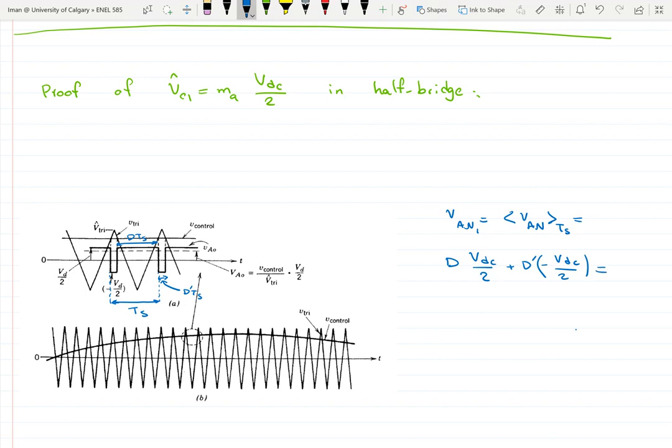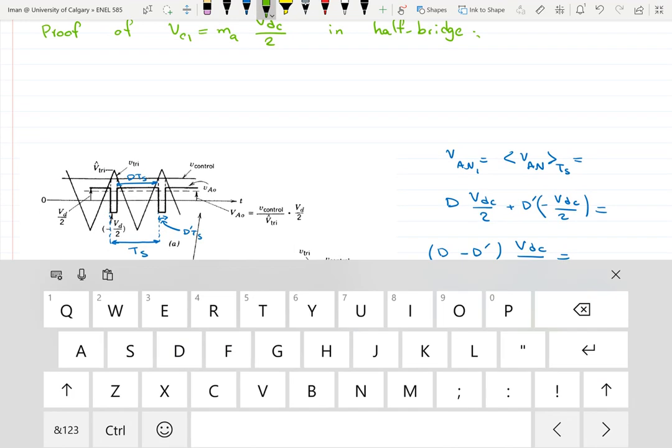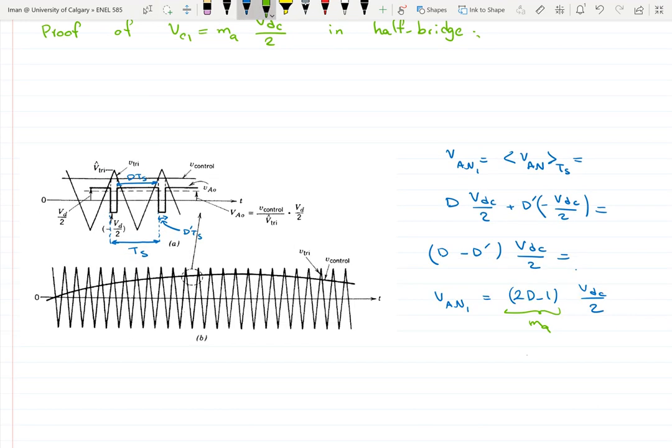And this can be written as D minus D prime, VDC over 2, which is 2D minus 1 times VDC over 2. Or to write it, I'm saying that VAN1 is equal to 2D minus 1 times VDC over 2. So before, if you recall, we said that VAN1 is equal to MA times VDC over 2. So now I have to prove that MA is actually equal to 2D minus 1, right? So how do I do that?